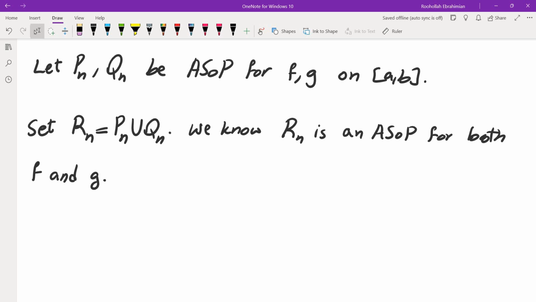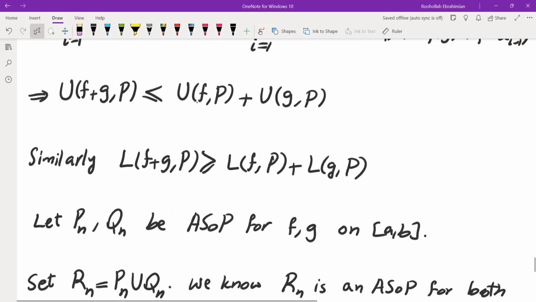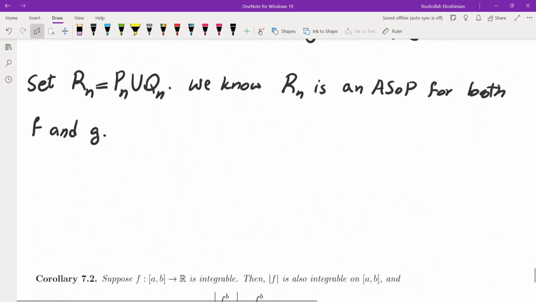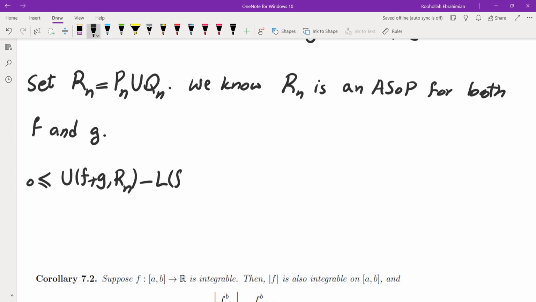Okay, so now if you take this sequence, we can apply what we have up here. If you look at the upper sum of f plus g relative to Rn minus the lower sum of f plus g with respect to Rn, that becomes less than or equal to... The upper sum is less than or equal to the sum of upper sums.